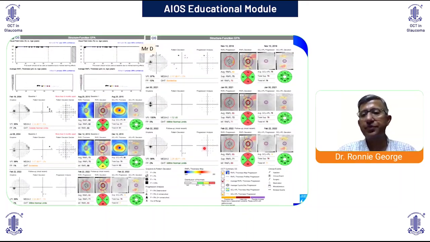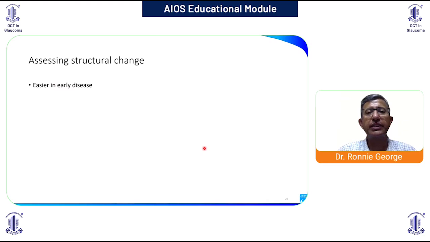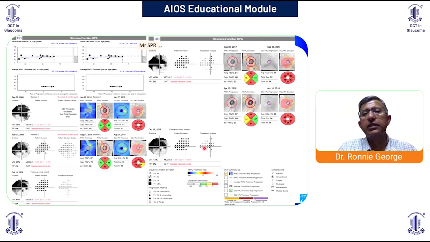And this is his other eye. So when you're assessing structural disease, it is easier to detect change in early disease with the OCT. So this is an ocular hypertensive over 18 years, fairly stable. We had to start him on medication halfway through. But even in this patient, whom we think is stable, we are actually detecting change earlier on the OCT than the visual field.